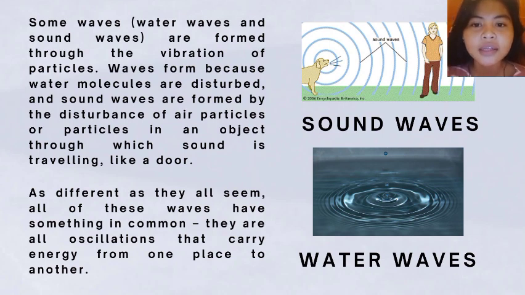Some waves, like water waves and sound waves, are formed through the vibration of particles. Waves form because water molecules are disturbed, and sound waves are formed by the disturbance of air particles or particles in an object through which sound is traveling. As different as they all seem, all of these waves have something in common: they are all oscillations that carry energy from one place to another. So this basically just repeats the concept or the behavior of a wave.